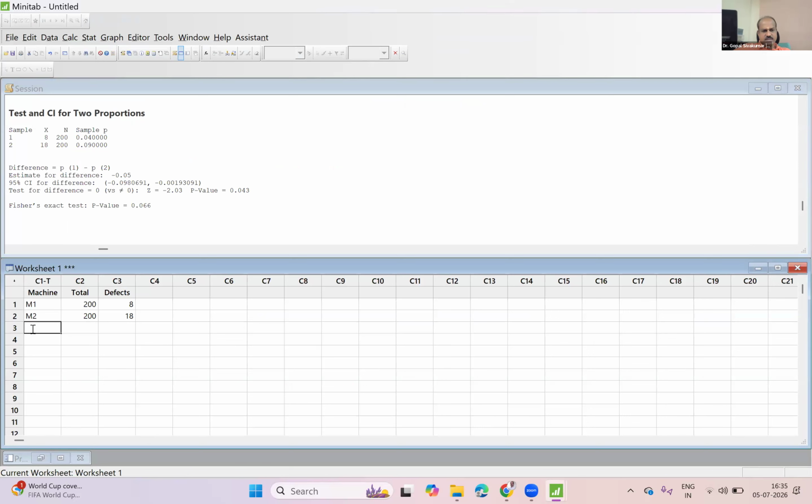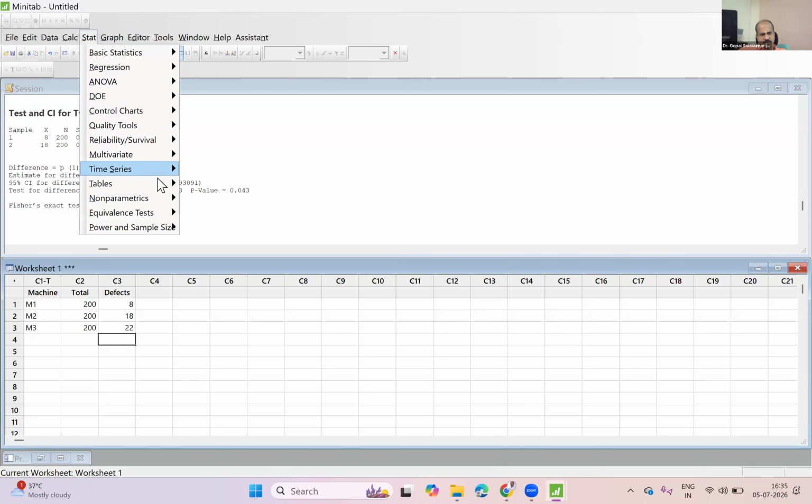Now machine 3 also let us add, no? 200. And here I say 22. Now the question is whether machine type and defects has any association or not. The null hypothesis: there is no association between defect type and machine type. Now this is definitely a chi-square test.